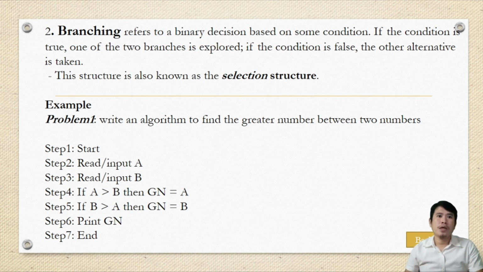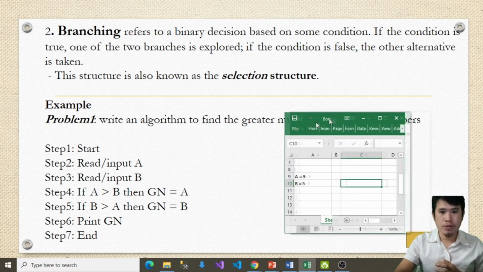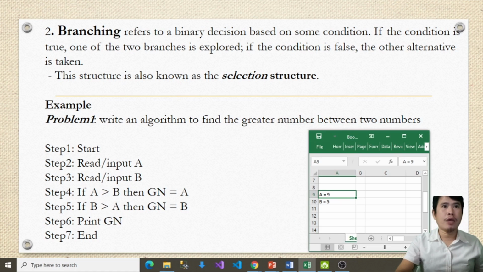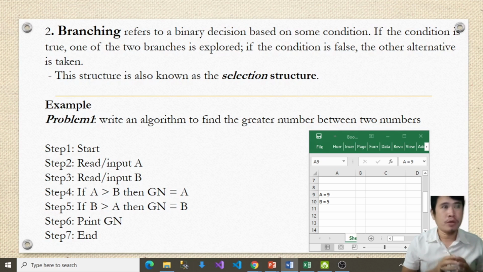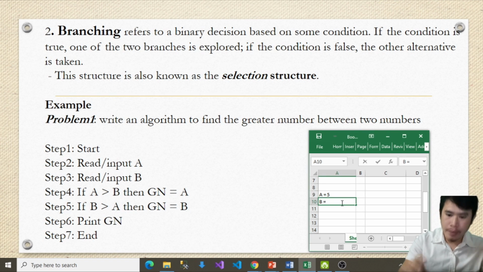So now, let's put some value on these two variables to check if our algorithm is correct. Okay, now let's put some value on it. So let's say A is equal to 5 and B is equal to 9. Okay, so this is only an assumption. So if I am a user, I will input a 5 for A and then 9 for B.